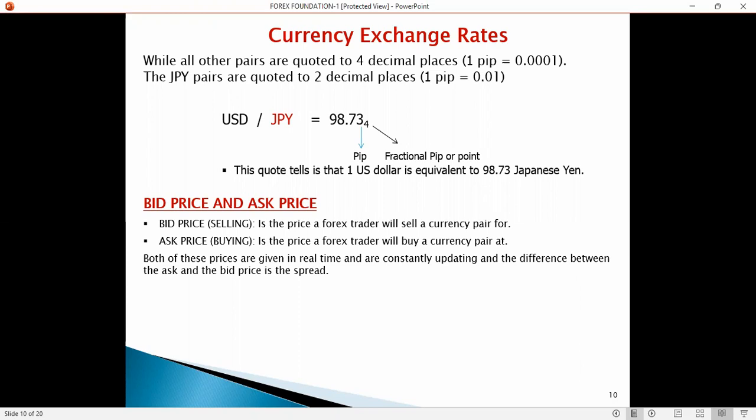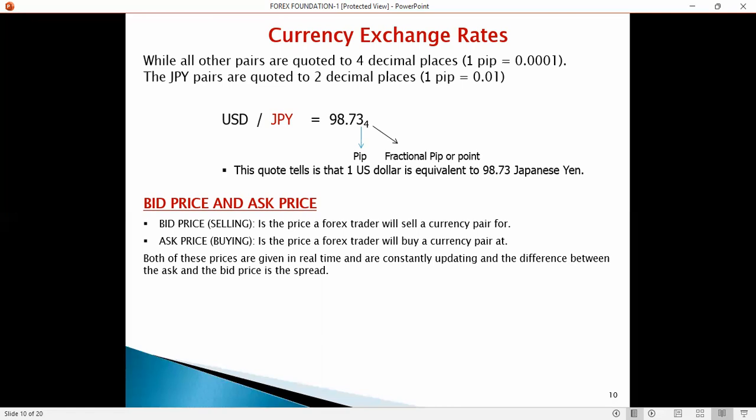Bid price in the real sense should be the buying price, right? I hope I'm correct, guys. But why are we saying it is the selling price right here? I'm going to explain this. After this explanation, you will understand why having good knowledge is important.